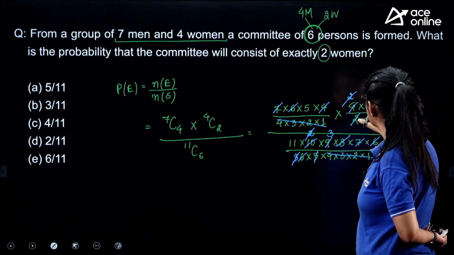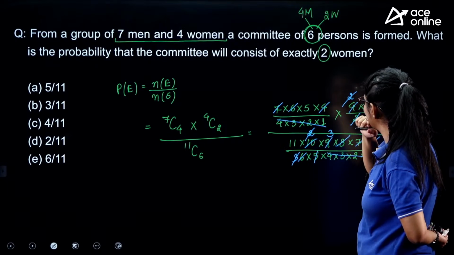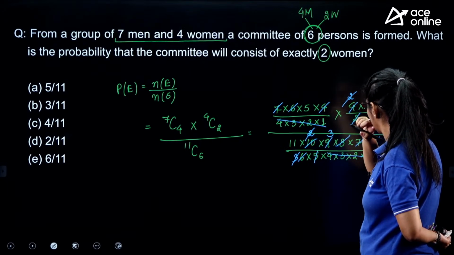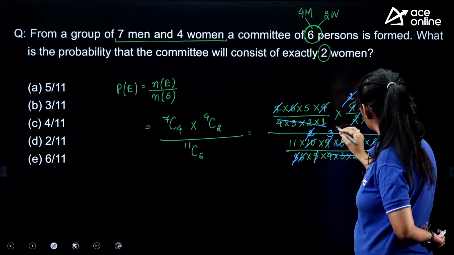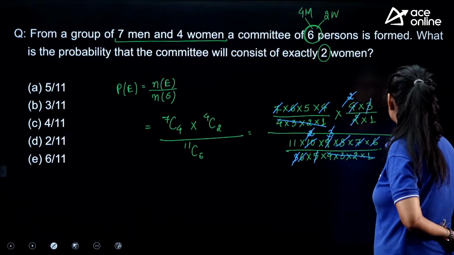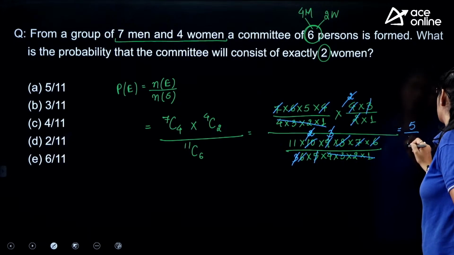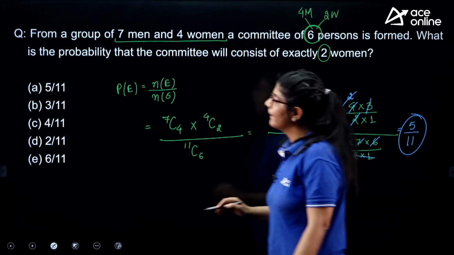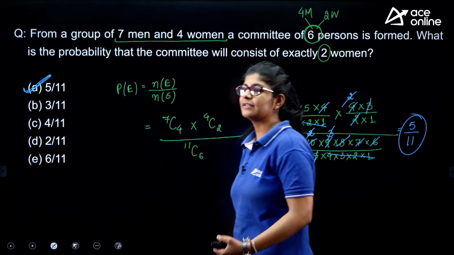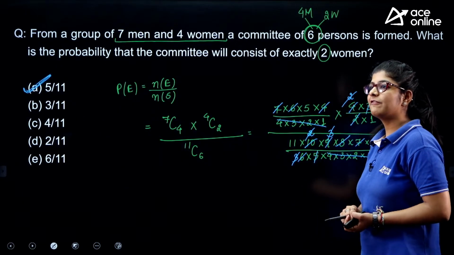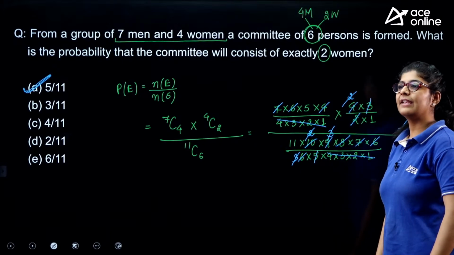And what about this 3? We are still remaining with this 3 and 5. 15 by, I guess I am missing something. Okay, we can eliminate this 3 and this 3. So we are left with 5 by 11. Option number A is the correct one. 5 by 11 is the correct answer.